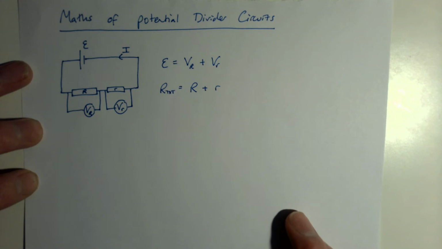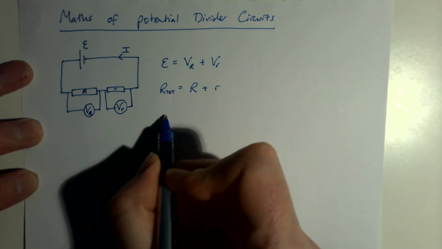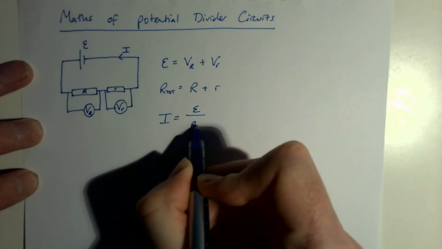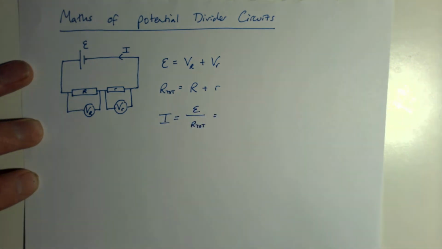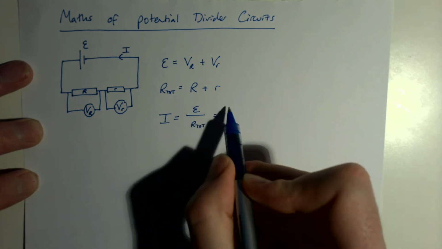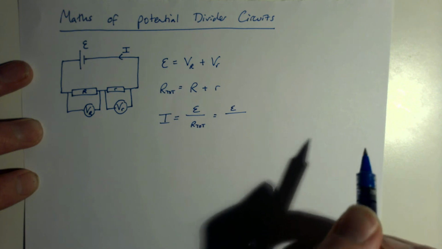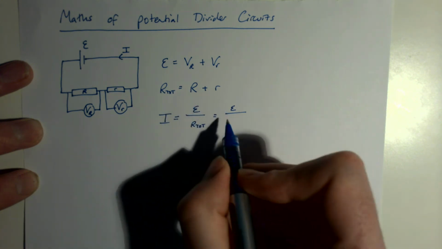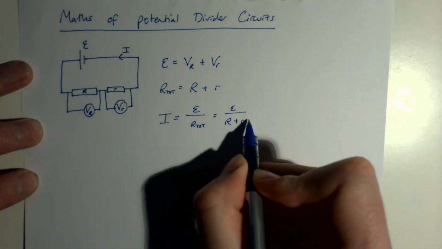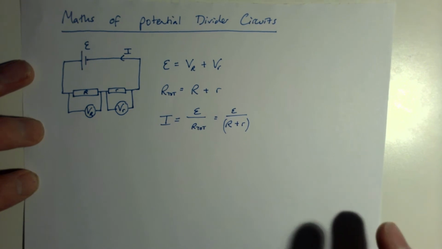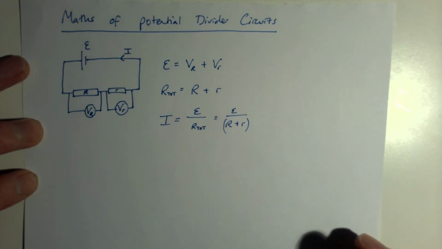Right, what about the current in the circuit? Well, we know that the current in the circuit is the EMF divided by the total resistance. So that is the EMF divided by total resistance, which we could write as R plus r. Okay, so you could do all kinds of calculations for any kind of circuit to do with that.